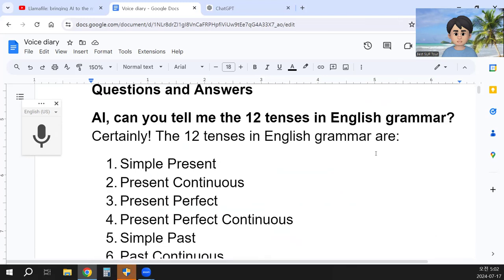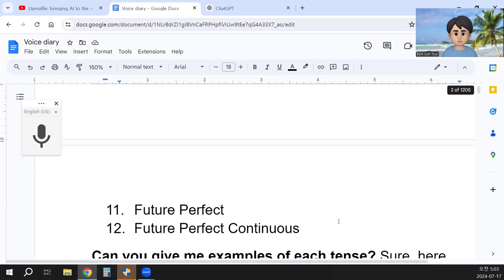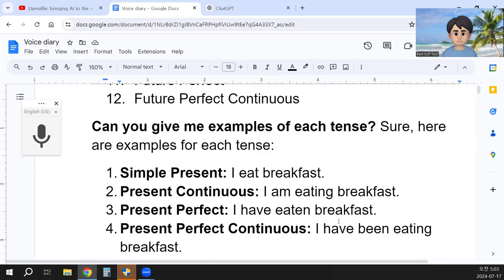Hey, can you tell me the 12 tenses in English grammar? Certainly, the 12 tenses in English grammar are simply present, perfect, continuous, for simple past, do past, continue past, perfect, past, perfect, continue, simple future, future, continue, future, perfect, future, perfect, continue. And you mean example each tense?